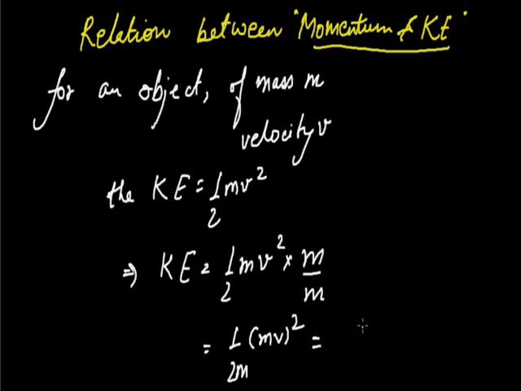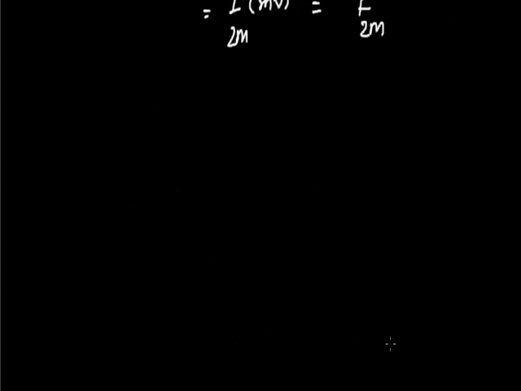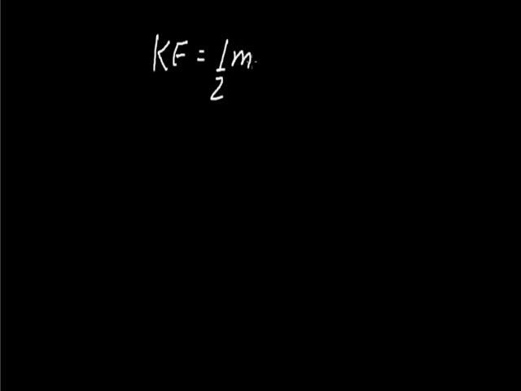Now if we change it with the momentum expression, then kinetic energy is equivalent to half m v square, as well as, in terms of momentum, kinetic energy is equal to momentum square upon 2m. So these are the two expressions for the kinetic energy.